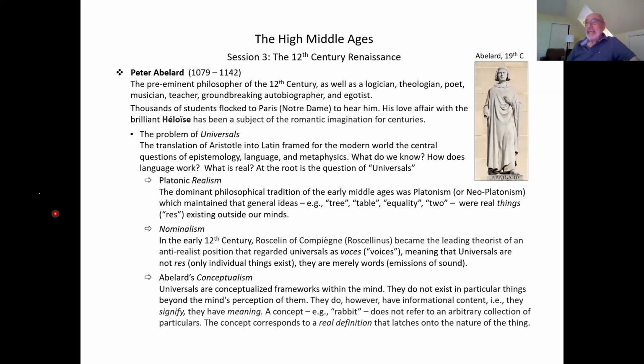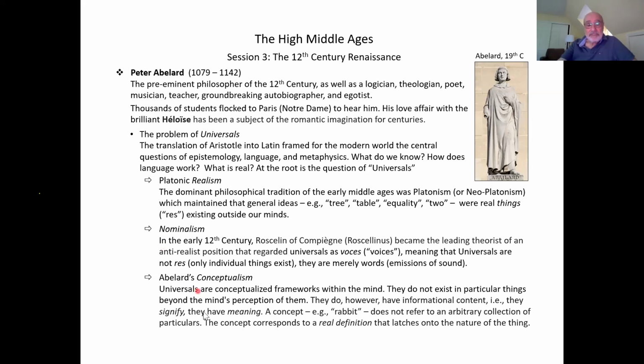Does what the mind has as a picture of something, is it the same that a different mind has as the picture of something? When I say tree, is that the same tree you have in mind? How do we communicate? All of what comes to be modern philosophy spills out of this attempt to figure out how language and universals in language work.